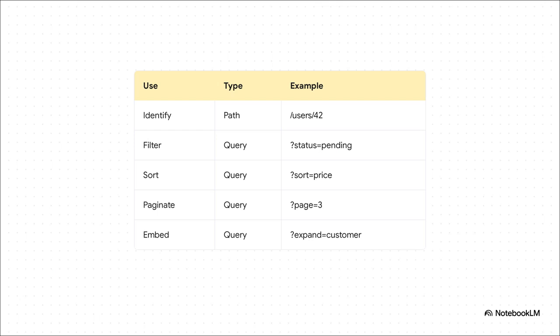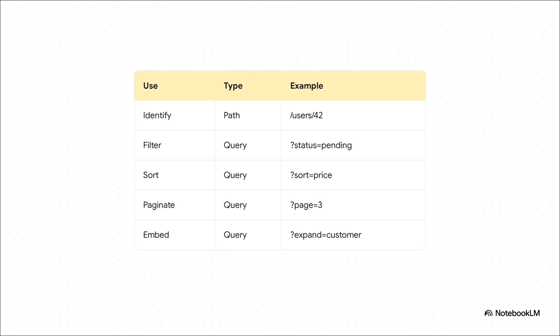So how exactly do we pass specific details? Well, you use a path parameter like that 42 in /users/42 strictly for identifying a specific resource. For absolutely everything else, like filtering, sorting, paginating, searching, you use query parameters. Notice how appending ?status=pending neatly filters the orders collection without breaking the main hierarchy.